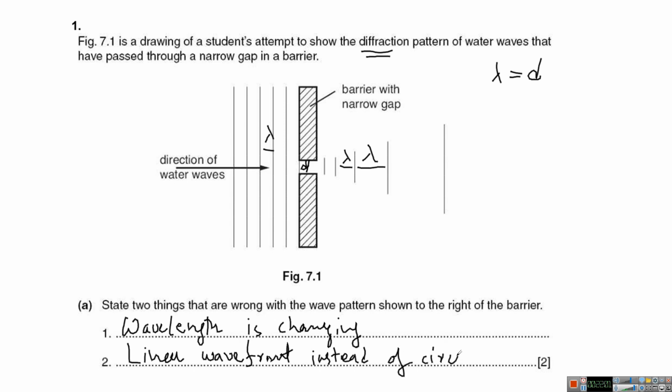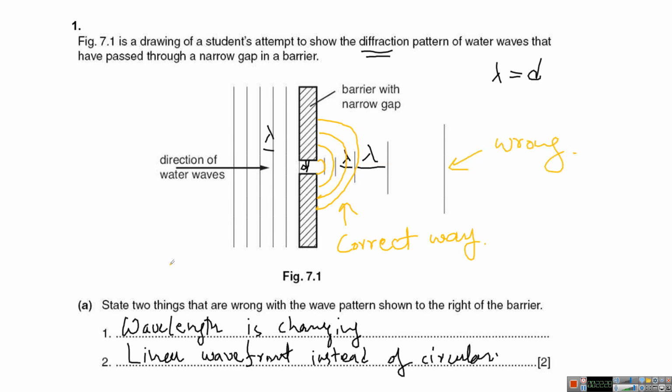circular, right? So if I were to draw this correctly, then I'm going to use this orange color. It should have been something like this, keeping the wavelength the same as given by this. So this is how this should have been, right? This is the correct way to draw this. This, however, is wrong.